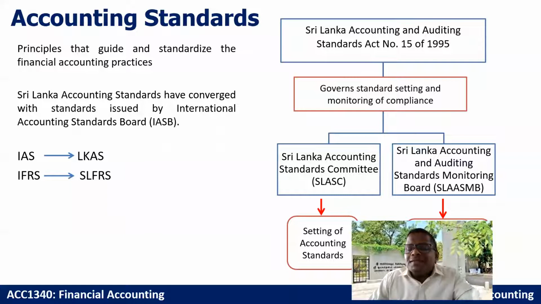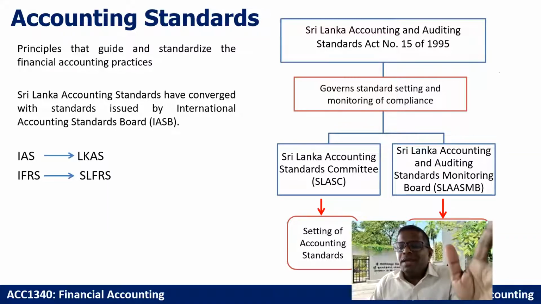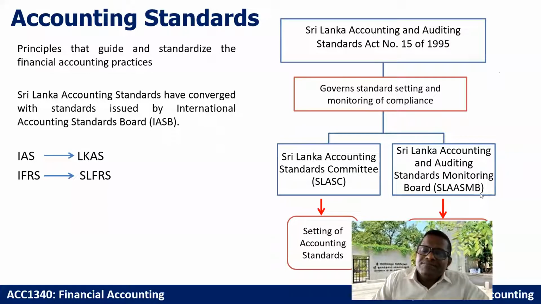They will look at whether the listed companies and the relevant entities are adopting accounting standards. If you know of any listed company, or any company which is responsible for following accounting standards, that has prepared financial statements without complying with those accounting standards, then you can make a complaint. Like you make a complaint to the police station, you can make a complaint to this board.